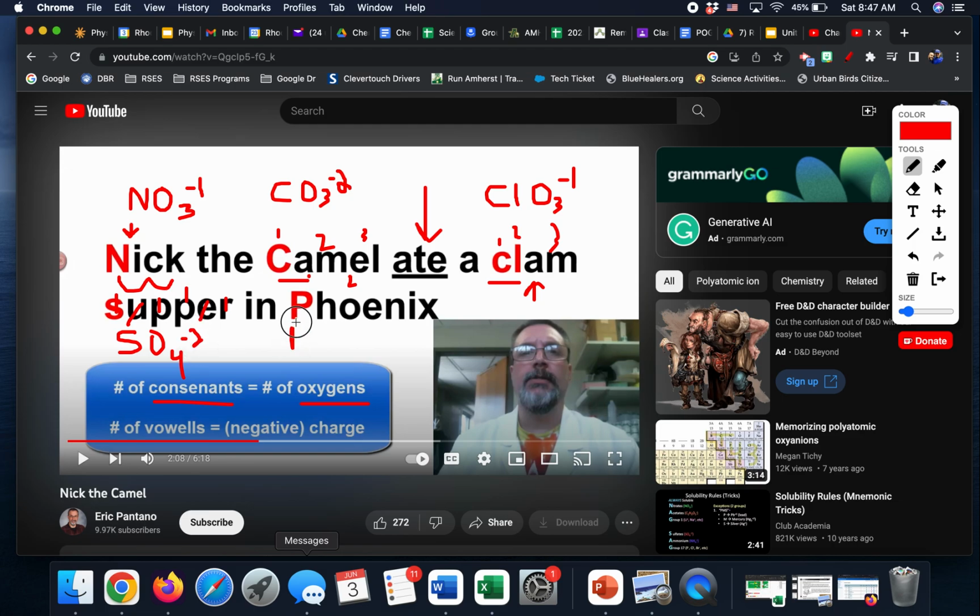P for phosphate. P, how many consonants? 1, 2, 3, 4. So PO4. How many vowels? 1, 2, 3. So it has a -3 charge. We'll practice that much. Eventually, we're going to start thinking of nitrate as Nick and chlorate as Clam, and it'll become easier over time.